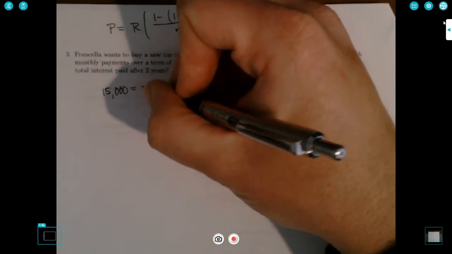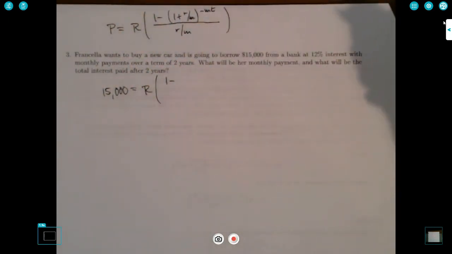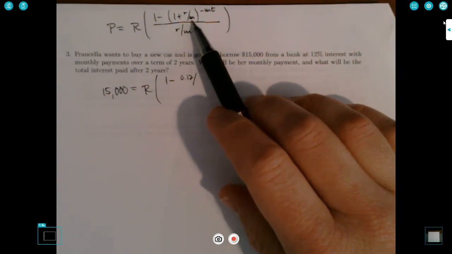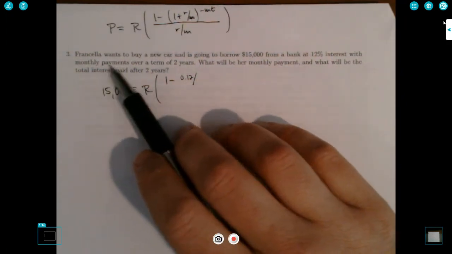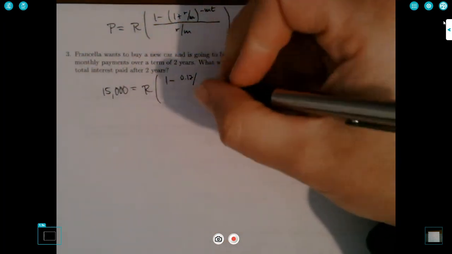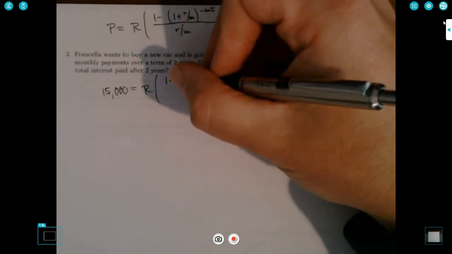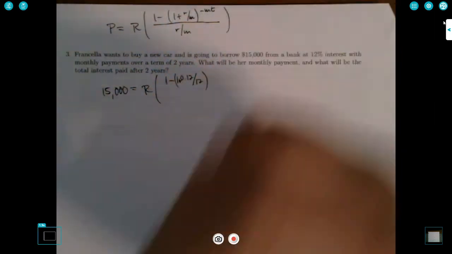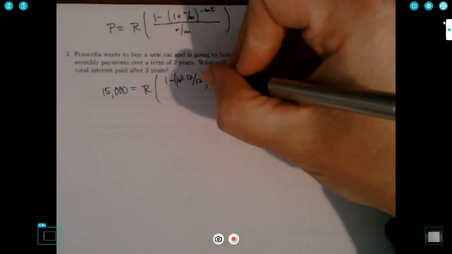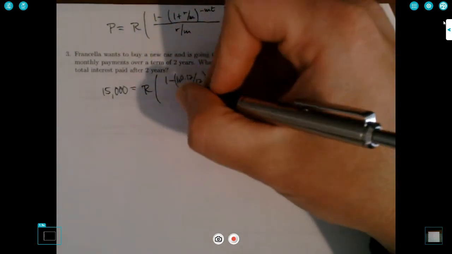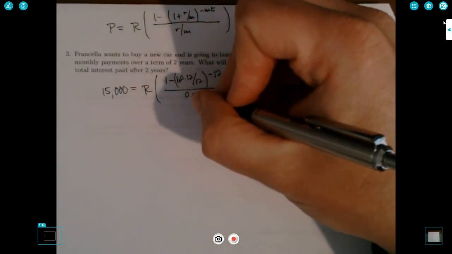equals R times 1 minus interest rate 12% divided by number of times the interest is compounded per year. Well, these are going to be monthly payments, so the interest is going to be compounded 12 times per year, right? Once each month. Oh, I'm leading you astray. I'm sorry. It's 1 minus 1 plus that number, okay, raised to the power of negative m times t. How many years? 2 years. Okay, divided by r over m.